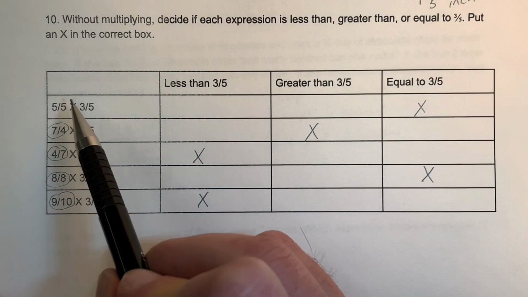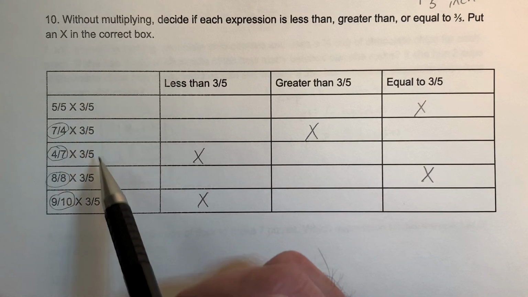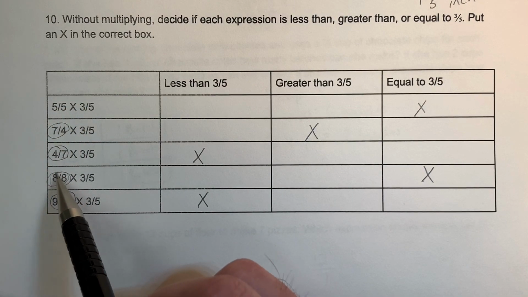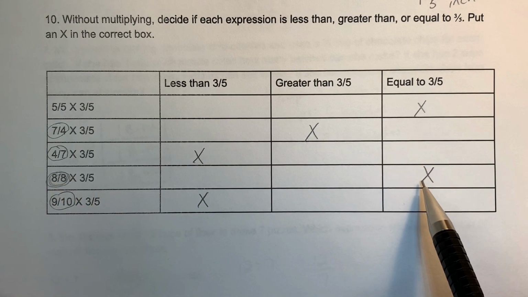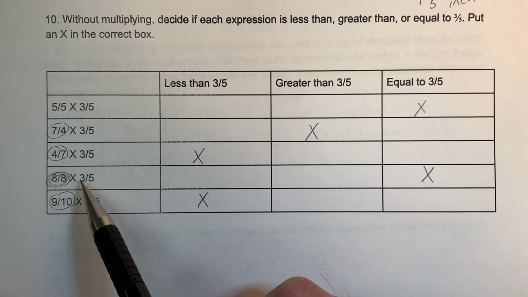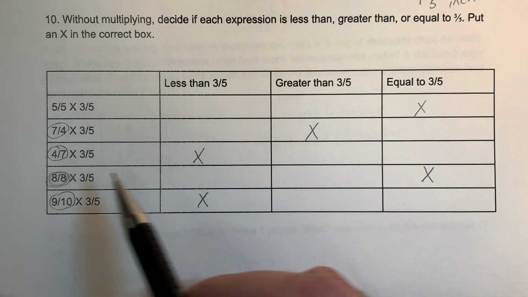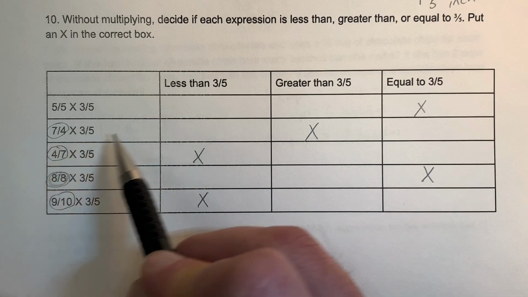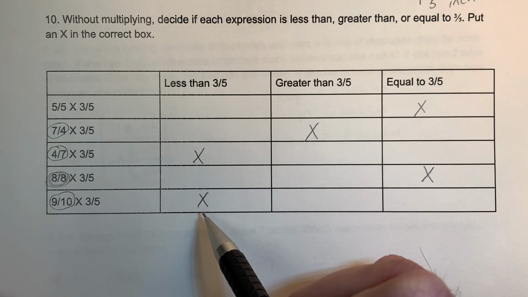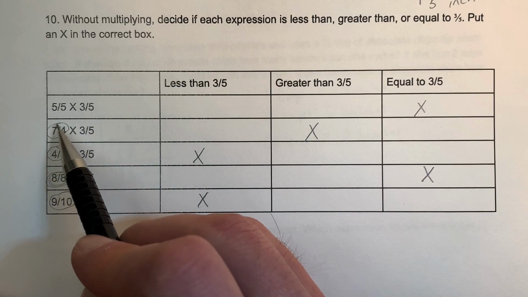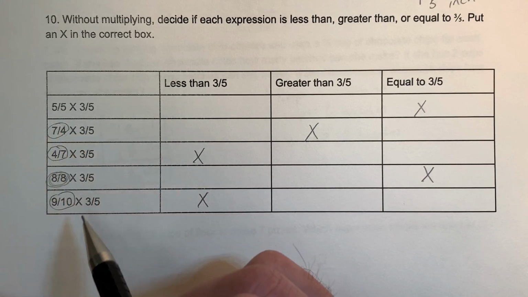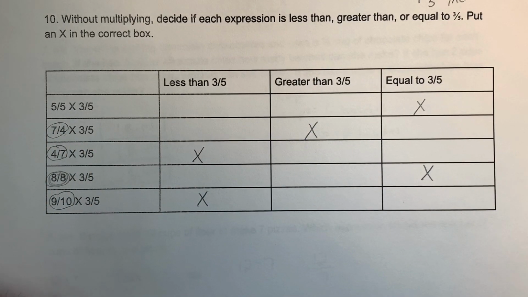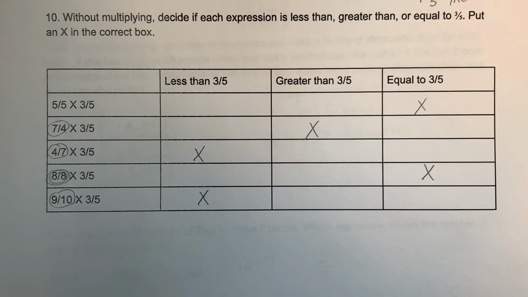So all we have to do is look, if we're comparing it to 3/5, this number right here, if the numerator and denominator are the same, it's equal to 1. 1 times 3/5 is going to give you 3/5. The numerator is smaller than the denominator, it's going to be less than 1, so the answer is going to be less than 3/5. If the numerator is bigger than the denominator, it's going to be greater than 1, so your answer is going to be greater than 3/5. Keep practicing.